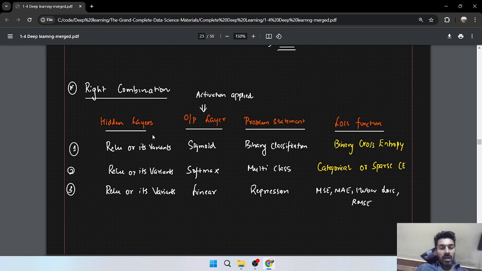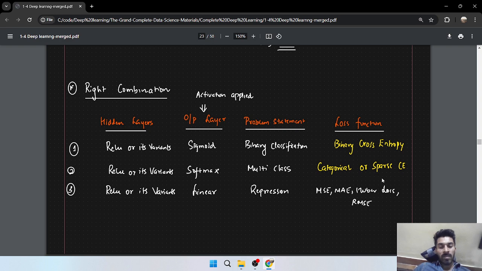That's it. Now the right combination of activation function and loss. In hidden layers, directly apply ReLU or its variants like Leaky ReLU. But for the output layer, sigmoid, softmax or linear, when do we apply them? If you have a binary classification, apply a sigmoid activation function. If you have a multi-class classification problem, apply softmax. If you have a regression problem, apply a linear activation. For a binary classification problem, use binary cross entropy as the loss function. For multi-class classification output, use categorical cross entropy or sparse categorical cross entropy. And for regression, we can apply MSE, MAE, Huber loss, Hinge loss, RMSE.